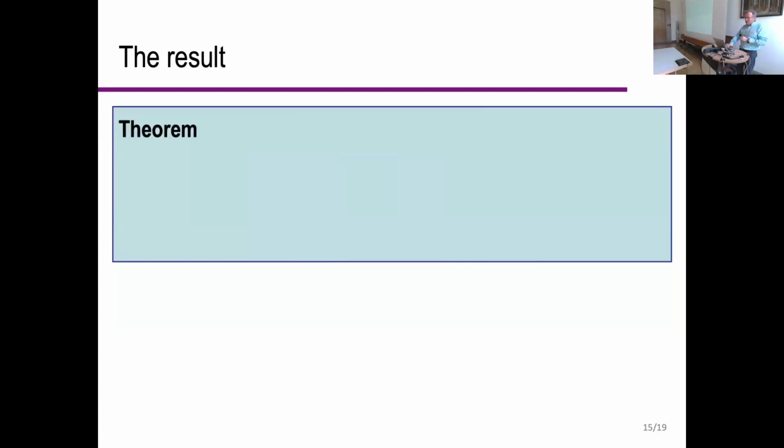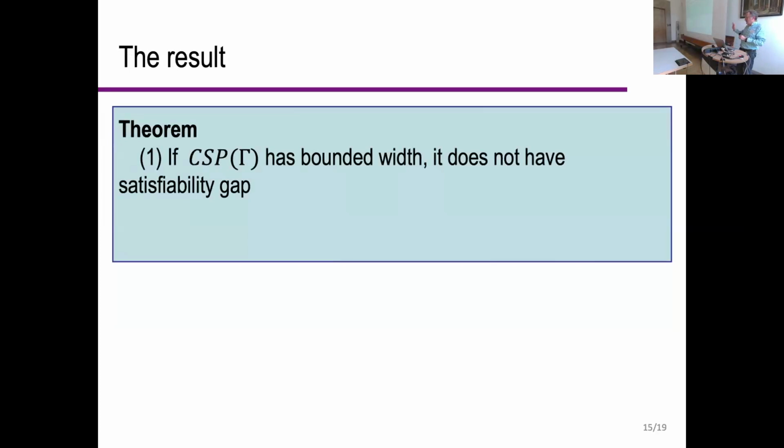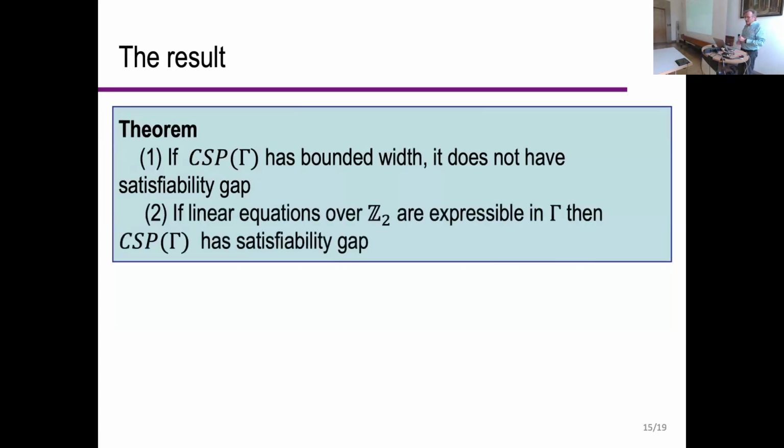The main result goes as follows. Well, first of all, if it has bounded width, it doesn't have satisfiability gap. Fantastic. Second, if we can express, the way I showed in the previous slide, linear equations over Z2, then the magic square shows that CSP of gamma has satisfiability gap.